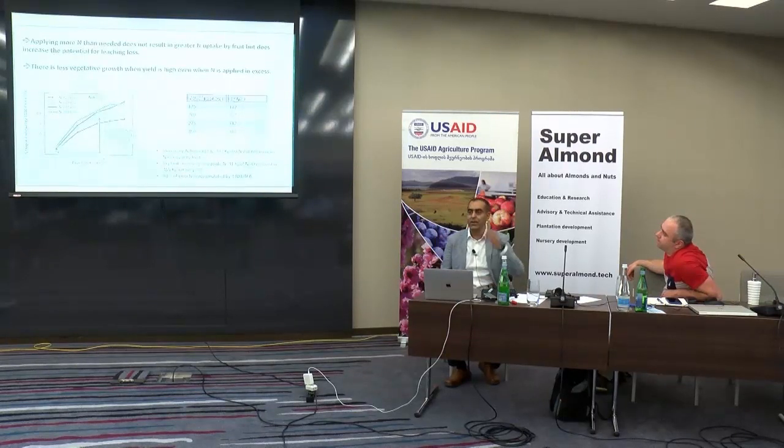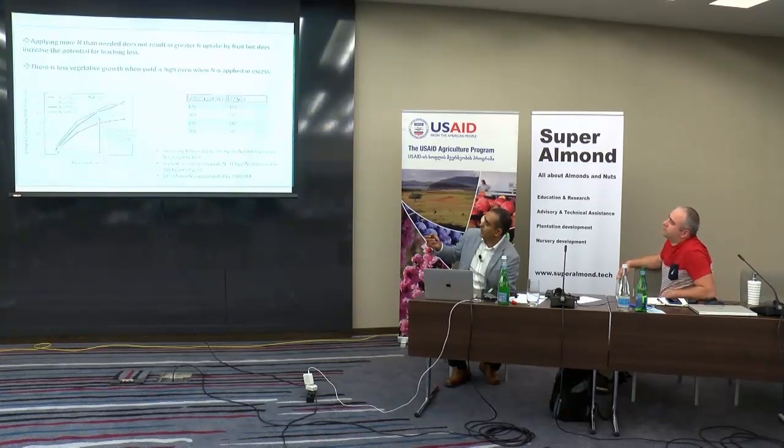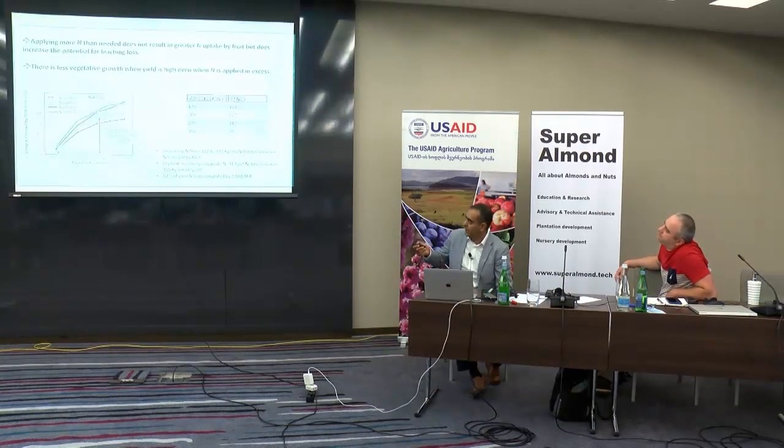Okay? So more nitrogen is not always beneficial. It can, in fact, create some problems. There is less vegetative growth when yield is high, even when nitrogen is applied in excess. So basically, the yield response to nitrogen application increases with increasing nitrogen from 0, but it has a plateau. You achieve the maximum at some point, and then your yield starts declining.